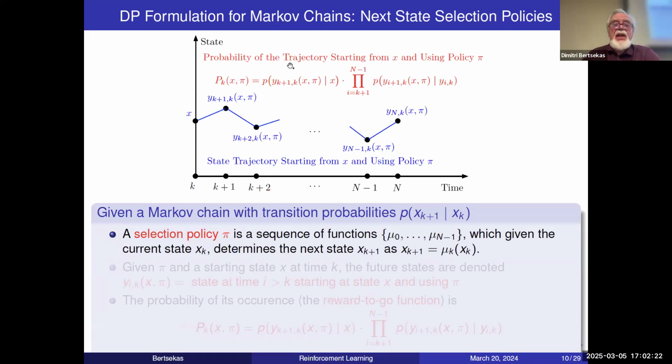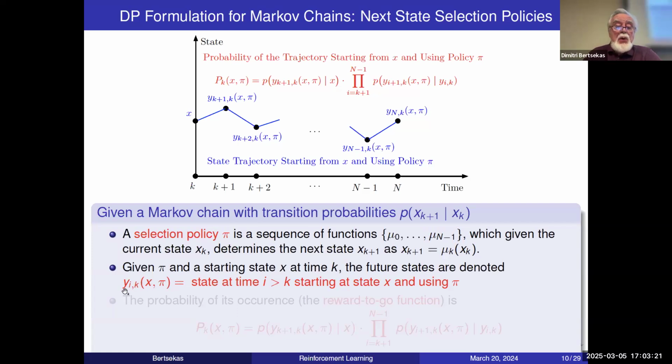So now let's get into the details of a dynamic programming formulation for the case of Markov chains, where you have transition probabilities from one state to the next. In this diagram, I'm showing time on the horizontal, starting at time k, k plus 1, k plus 2, and so on. And on the vertical, we have the state. Trajectories are like this, a sequence of states over time. So this defines a deterministic system, but what is a policy? A selection policy is a sequence of stage policies, mu, which given the current state, xk, determines the next state, xk plus 1, according to this function here.